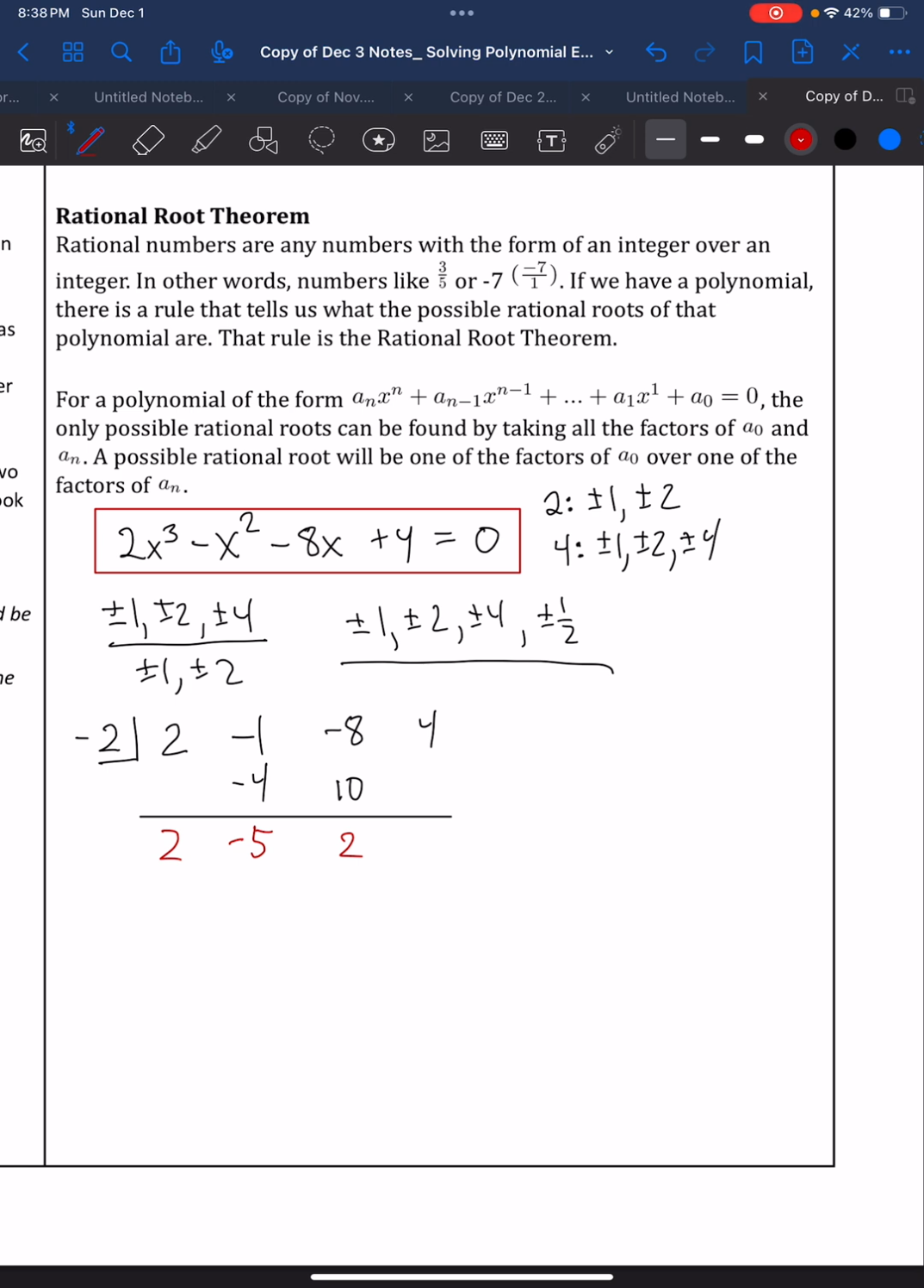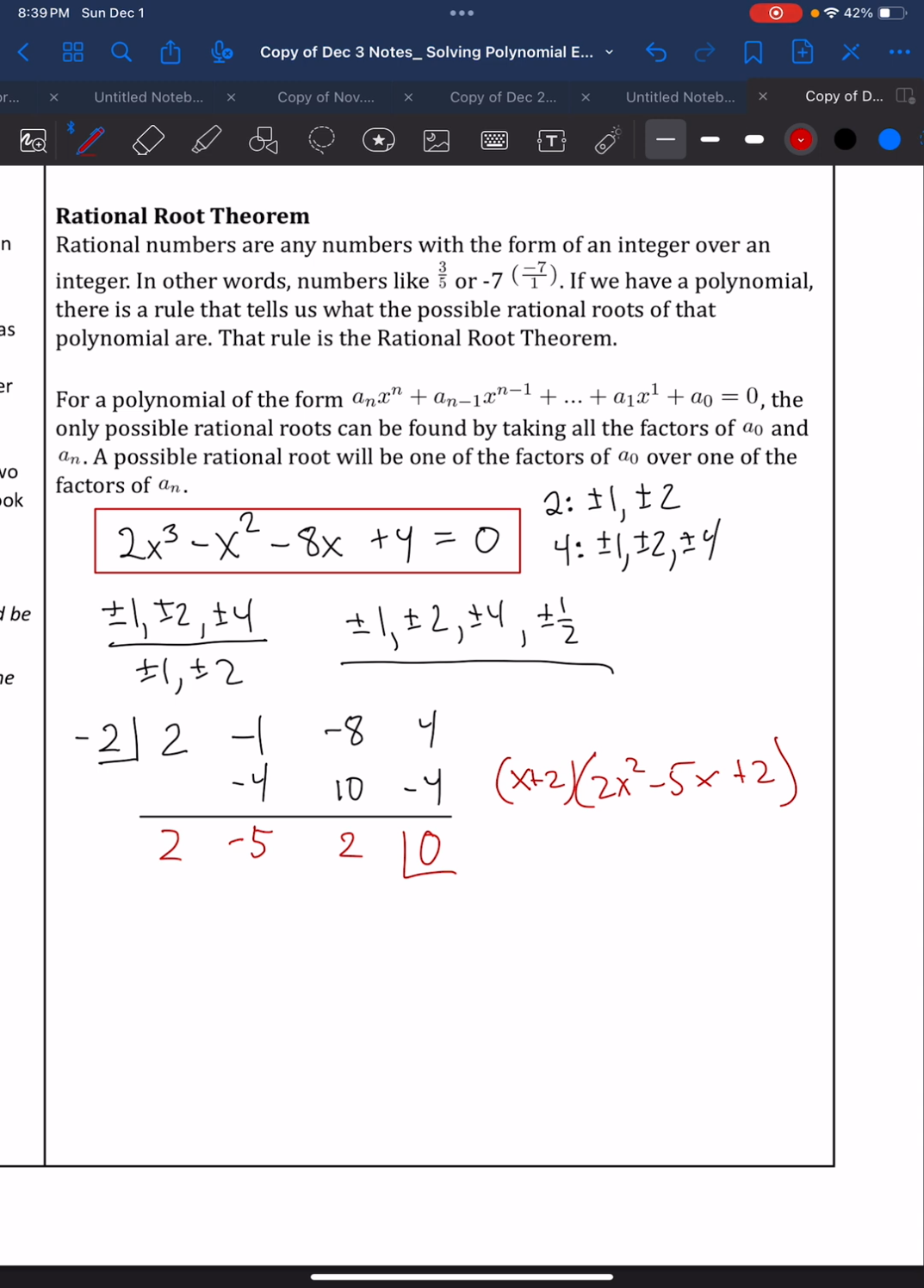Negative 2 times 2 is negative 4. We add those together, we get 0. So there's 0 for the remainder. So that means that if this is minus 2, that x plus 2 is a factor. And then we have 2x squared minus 5x plus 2 is also a factor.